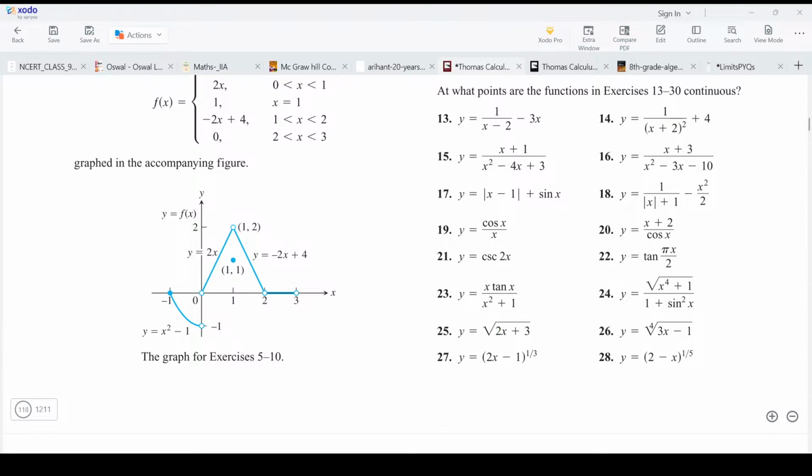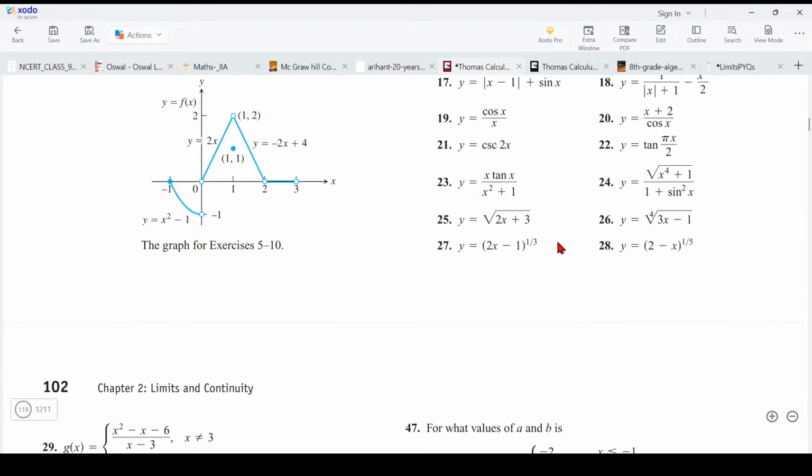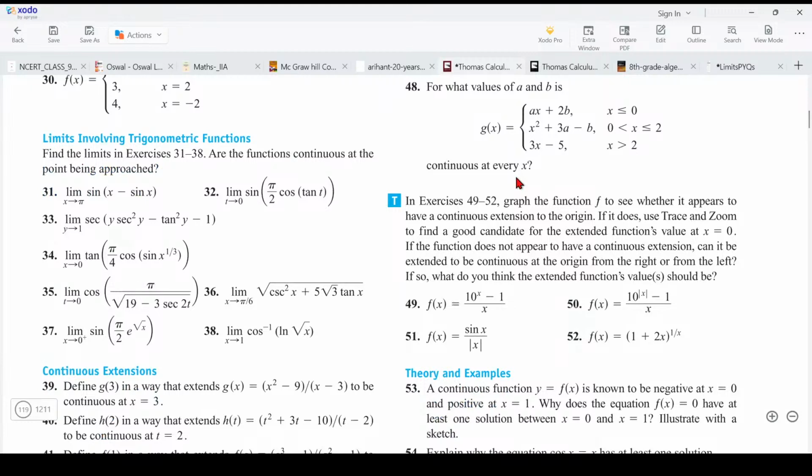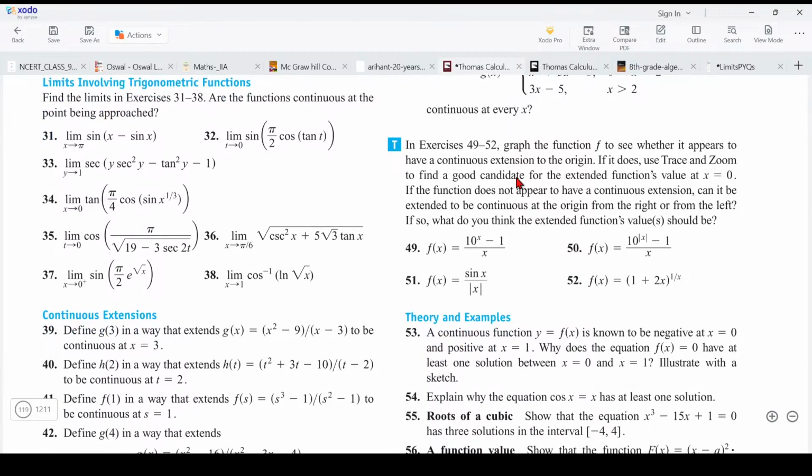So similarly, these all things you can do: where it is continuous, where it is discontinuous. Now these things also you can similarly do. x tends to pi. Whenever in the denominator there is a problem thing, then that's a problem. As long as it is not there, then it is not a problem.